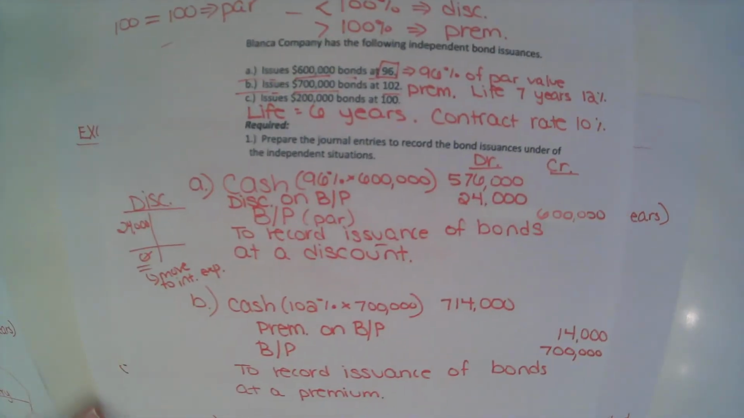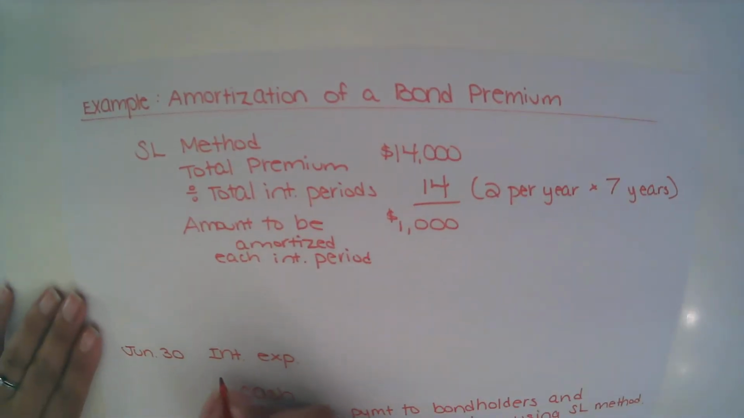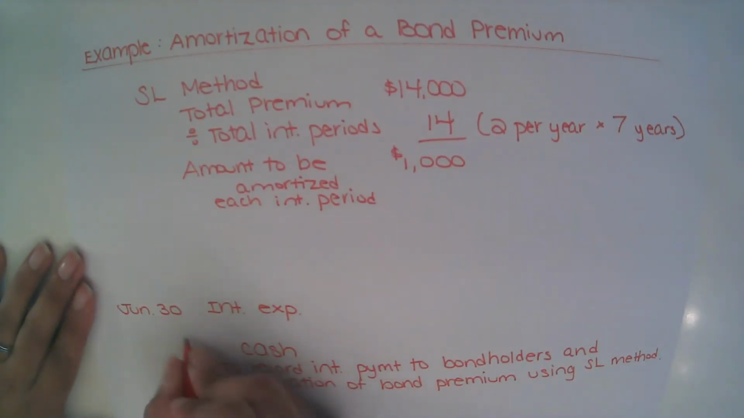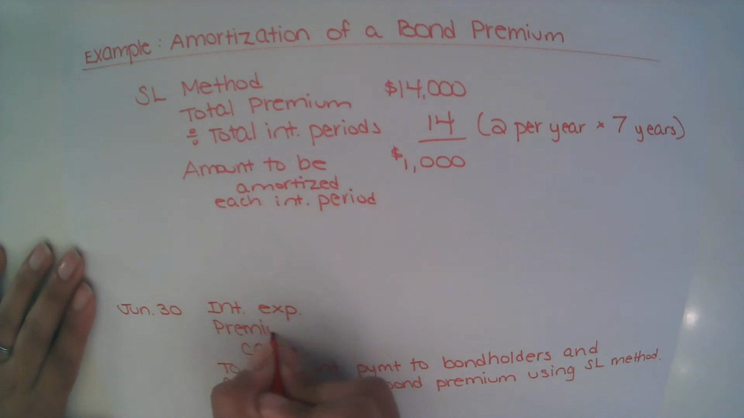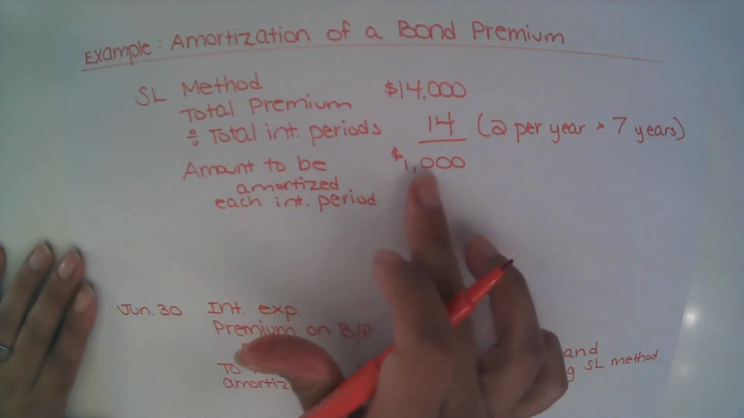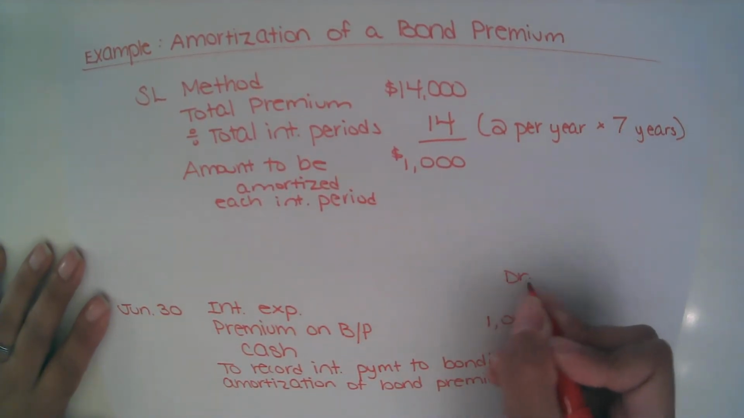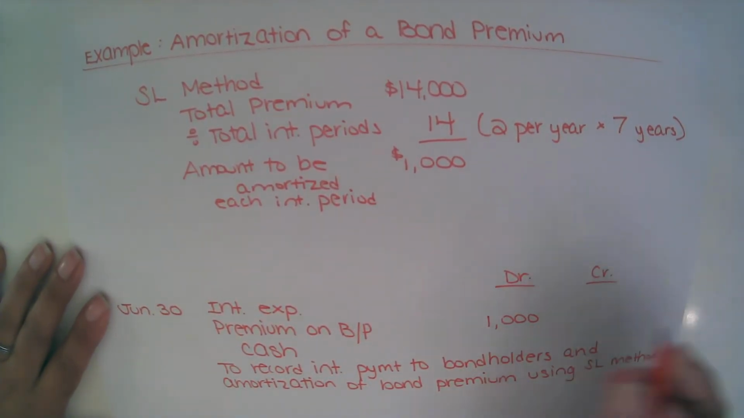Now the normal balance for a premium we see here is credit. If we're amortizing it, we're trying to decrease it. So you want to do the opposite, or debit. So you'll have a second debit account at your interest date, and that will be the premium on bonds payable. We know how much we're going to debit it for now. This is debit column, credit column.